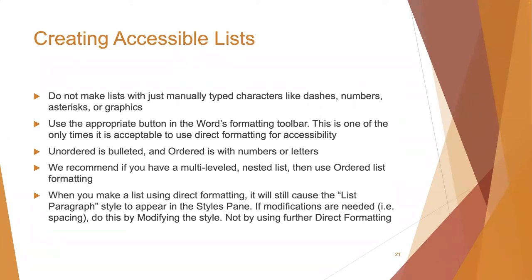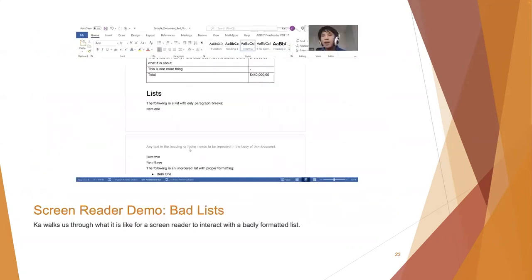When you make a list using direct formatting, it will cause a list paragraph style to appear in the style pane. If modifications are needed, such as spacing or fonts, do this in the modify style, not by using direct formatting. Okay, so we're only using direct formatting to create the list. All right, so we're going to go back to our favorite analyst, Kai, and he is going to show us what it's like for a bad list with a screen reader.